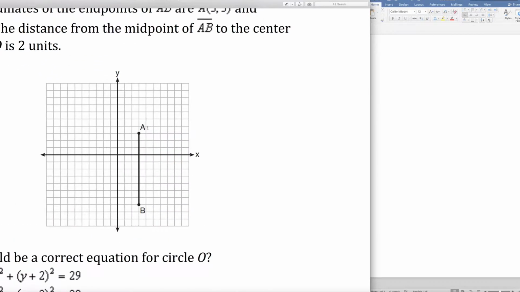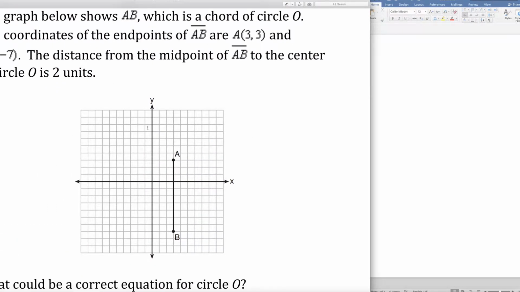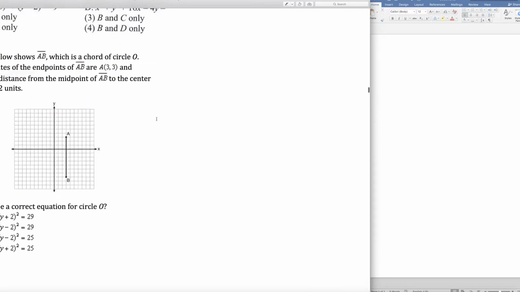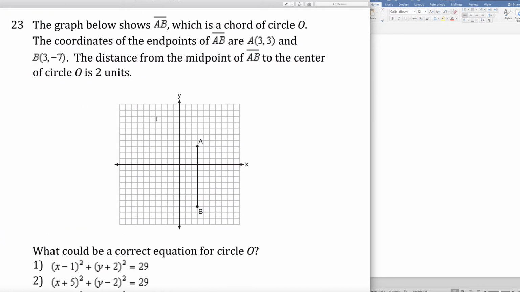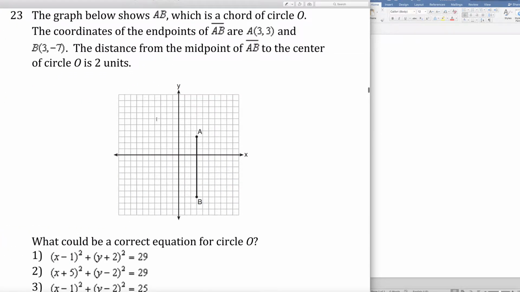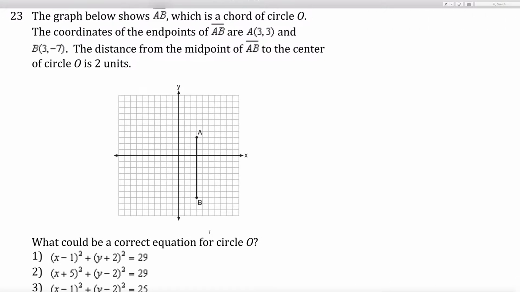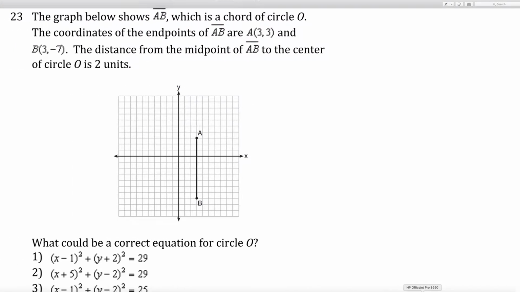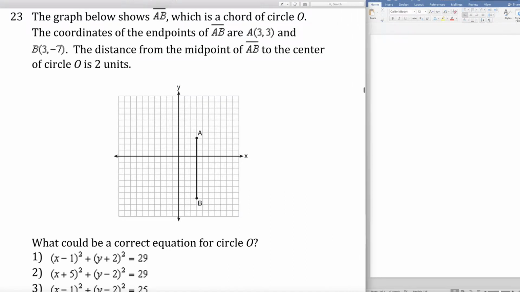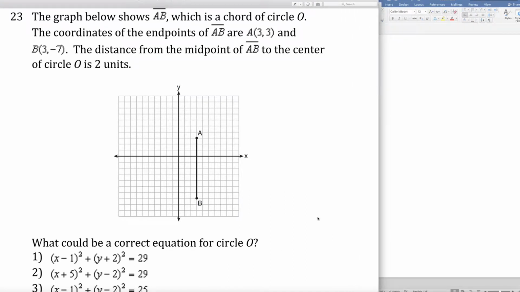23 is the one that's a little bit different, so I guess it's worthwhile to look at this one because it looks a little different than the others. The graph below shows AB, which is a chord of circle O. Let me just make this full screen. It makes more sense. Oh, it doesn't help me though. Right. So those are the endpoints. The distance from the midpoint of AB to the center of the circle.